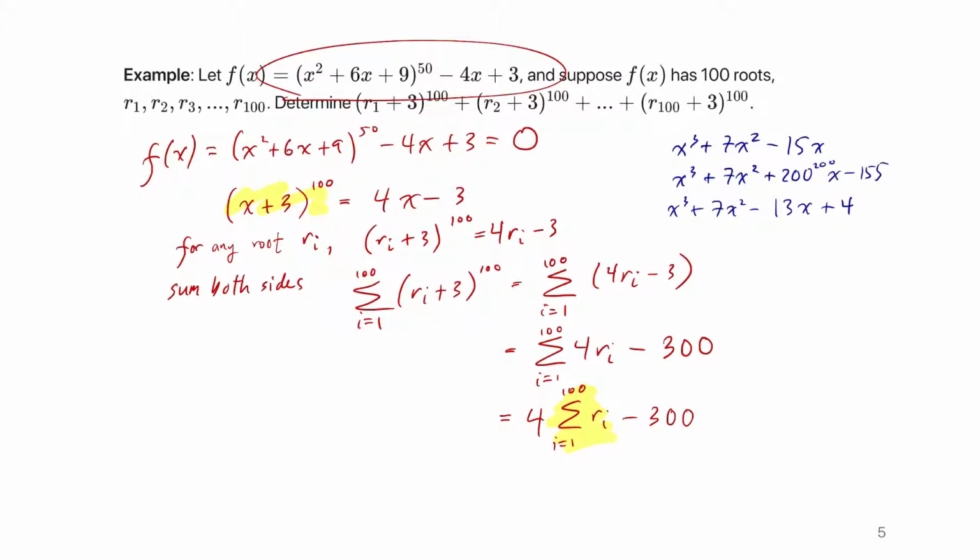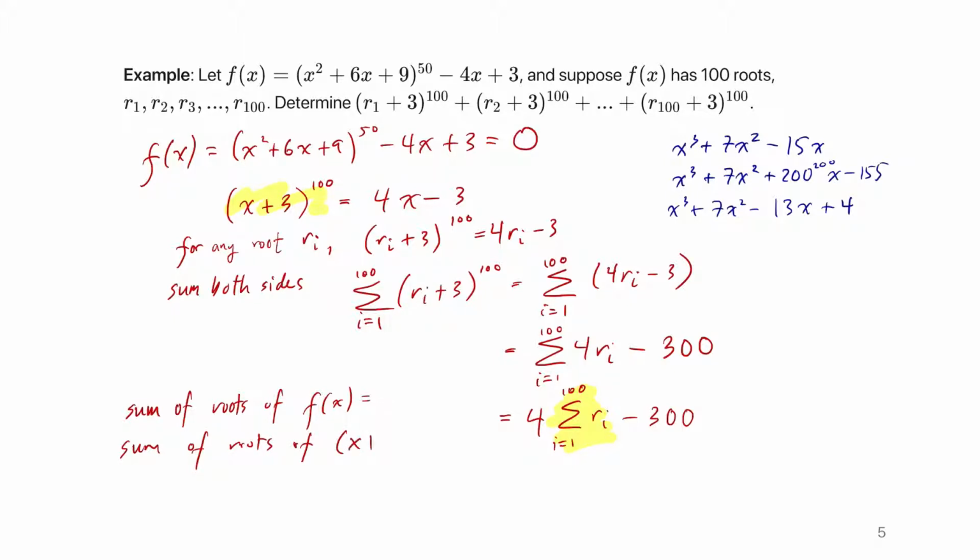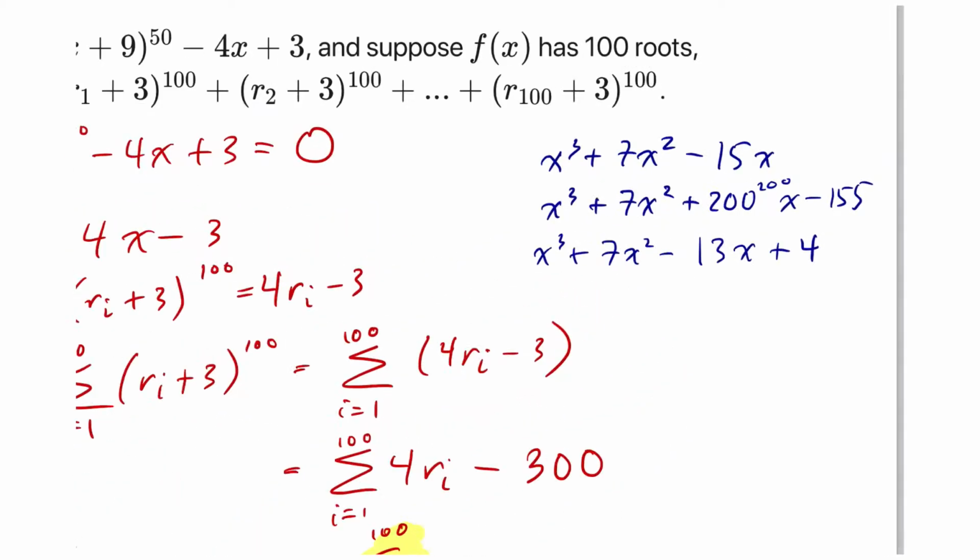Is that clear? So all I need to do now is find the sum of the roots of (x + 3)^100. So the sum of roots of f(x) is the same as the sum of the roots of (x + 3)^100. And that sort of tells you why I wrote this example over here.